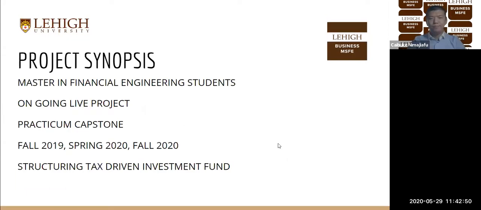So this is an ongoing project and also a capstone for the current MFE students. The project was launched in fall 2019 and will hopefully be complete in fall 2020. And the topic of the project, like I said before, is structuring a tax-driven investment fund.